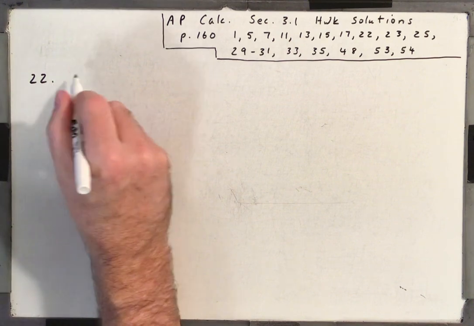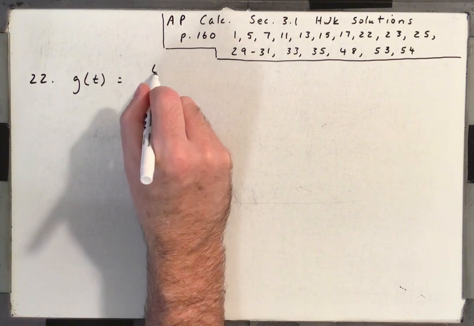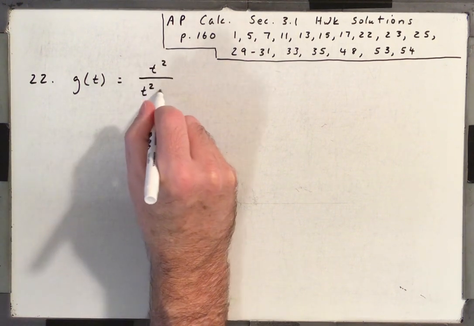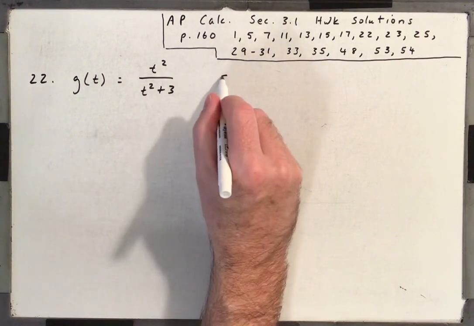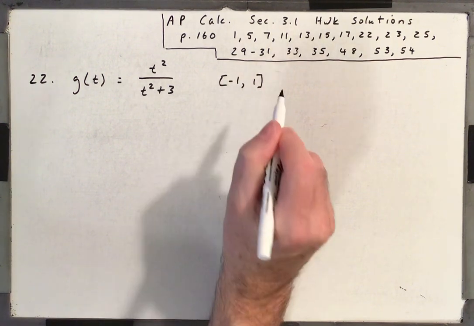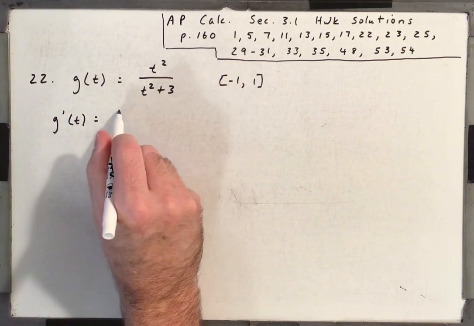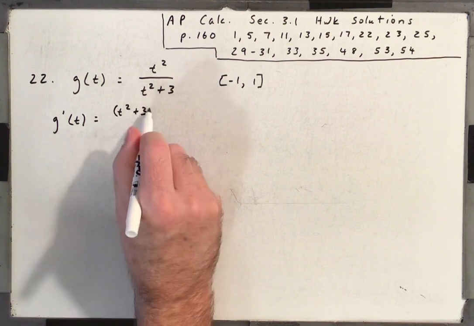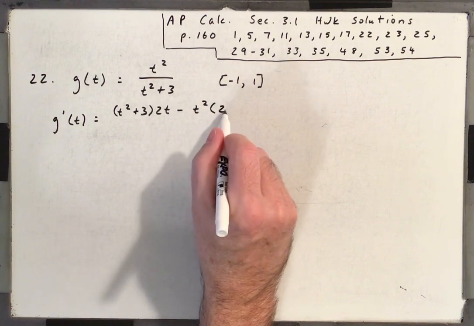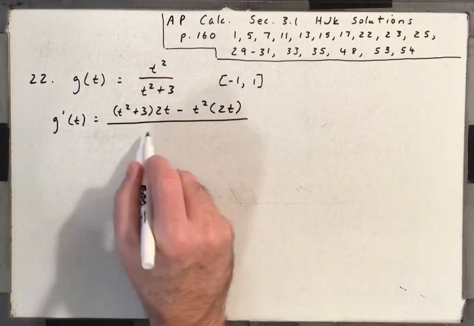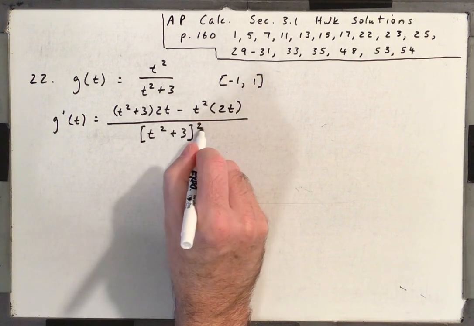So we have g of t is equal to t squared over t squared plus 3. And we are from -1 to 1. Okay, we're going to take the derivative. We've got to get a critical point. It's the bottom, t squared plus 3 times the derivative of the top, 2t, minus the top, t squared times the derivative of the bottom, 2t, all over t squared plus 3 squared.